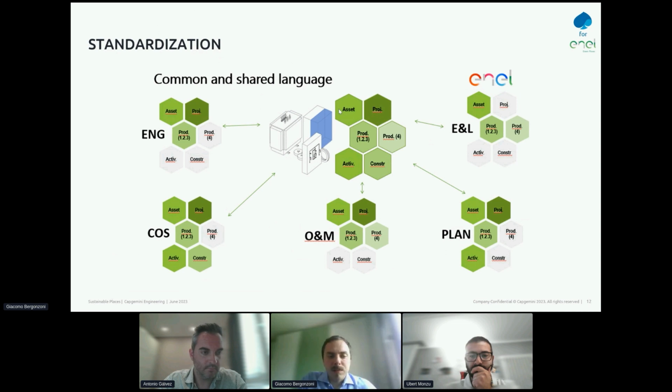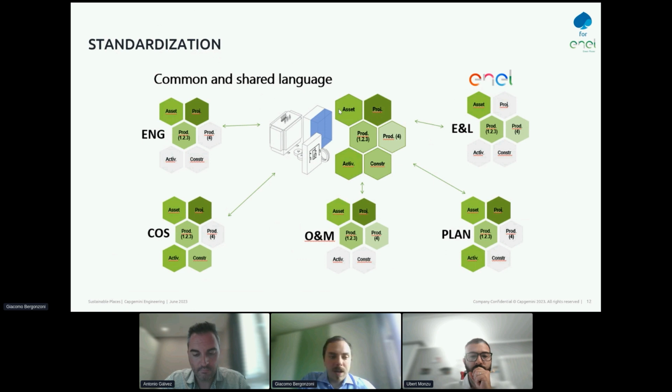And when we implement this methodology, it's very important to standardize. And that's also the reason why the BIM team is in the quality team, because standardization is the first step to implement BIM, because we need standardized data to take value from a BIM model to the digitalization.